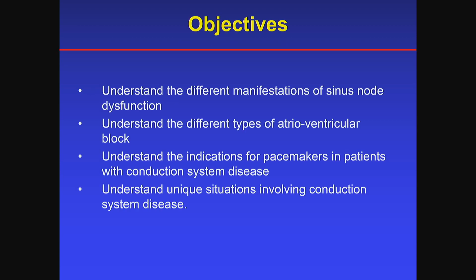The objectives of this section are to understand the different manifestations of sinus node dysfunction, to understand the different types of atrioventricular block, to have an understanding of the indications for pacemakers in patients with conduction system disease, and to understand unique situations involving conduction system disease.